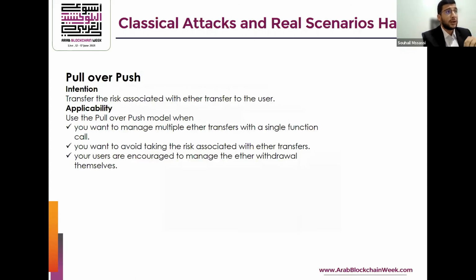There is also the second security pattern, pull over push. So the pull over push will, of course, prevent some logical problems. Instead of, for example, the smart contract sending Ether directly to all of the users, we should make the logic of the smart contract force the user to make a function call to withdraw his money.